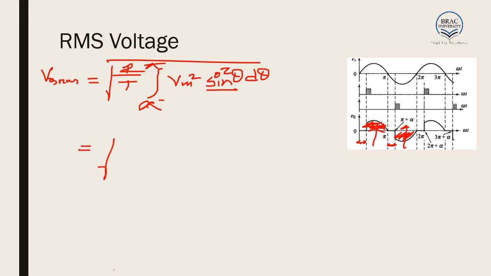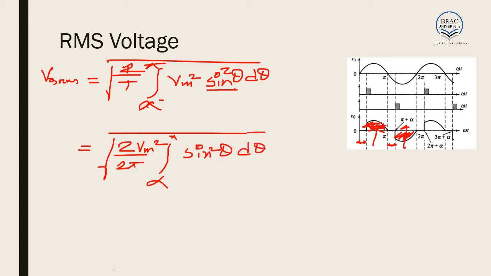So from that we get root over 1 by 2 pi, our time period is 2 pi, integration of Vm square, we take Vm square out, integration from alpha to pi of sine square theta d theta. Now what we can do is multiply by 2 here and divide by 2 there. From there we get root over Vm square by 2 pi. These two are cancelled. 2 sine square theta.